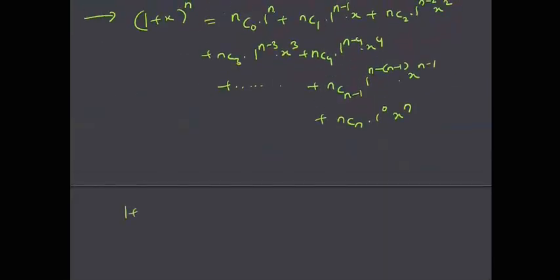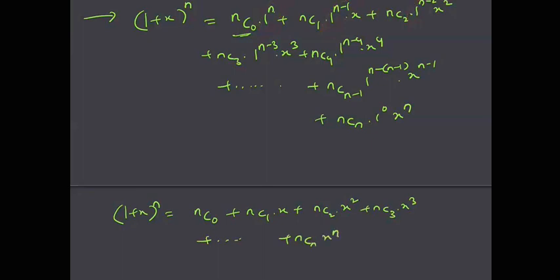Okay, so now you can see that (1+x)^n is nC0, I'm writing it as it is, and 1^n, 1^(n-1), all these terms are nothing but equal to 1. So it is nC0 plus nC1 x plus nC2 x^2 plus nC3 x^3 plus so on plus nCn x^n, and any general term will be nCr x^r, right?